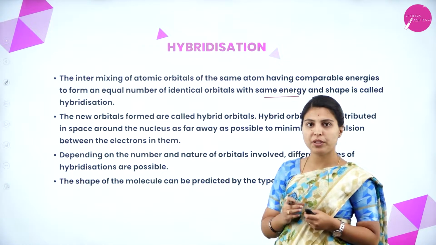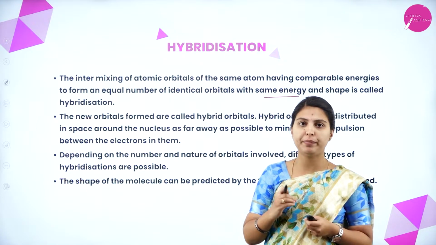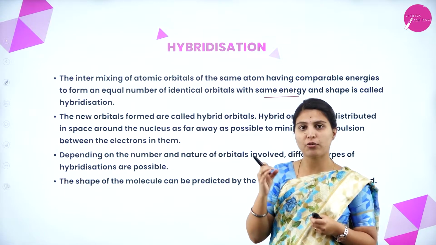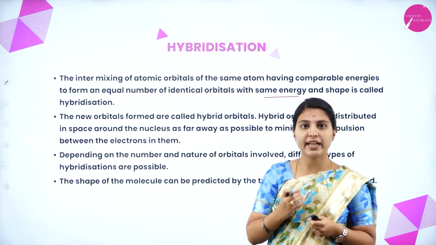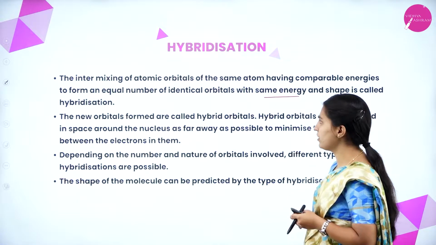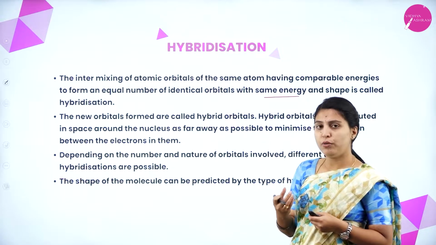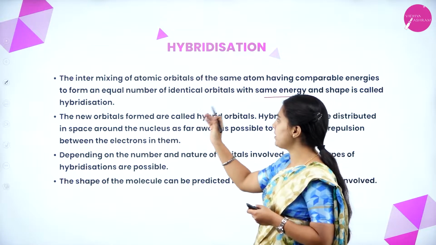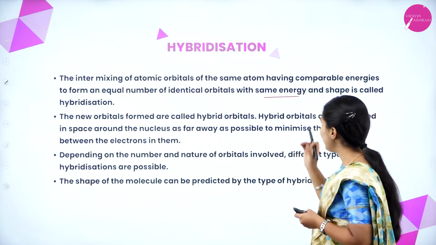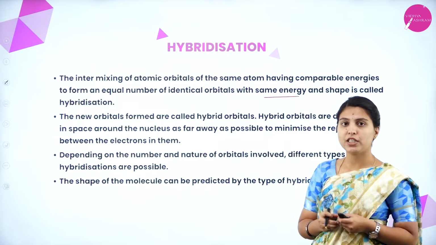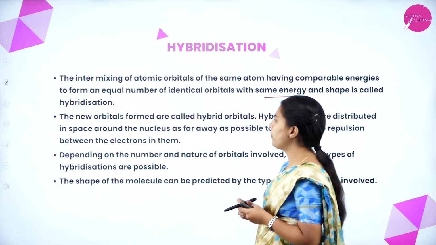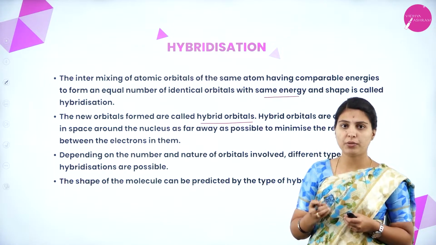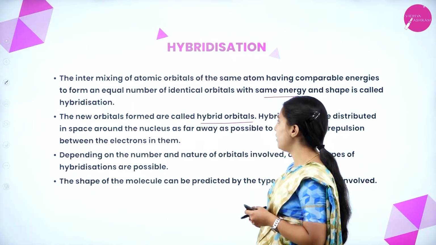The intermixing of atomic orbitals means they should be present in the same atom. If it is carbon, we will write 1s2, 2s2, 2p2. The different atomic orbitals present in the same atom should get intermixed with comparable energies. And why does it form? The purpose of forming is to bring those orbitals to identical orbitals with equal energy and shape. That is called hybridization. The new orbitals formed are called hybrid orbitals. After intermixing of orbitals, the new orbitals that form are called hybrid orbitals.